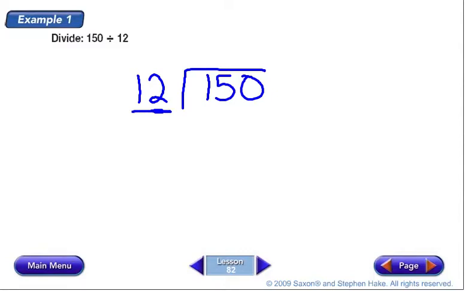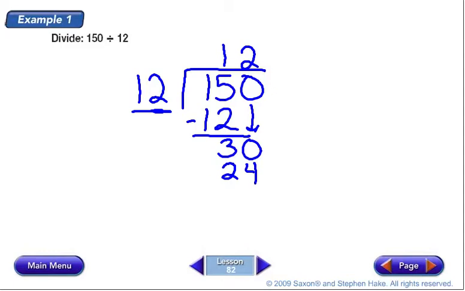So first, 12 does not go into 1, so we look at 12 into 15. I know 15 divided by 12 is 1. 1 times 12 is 12. Subtract. Bring down the 0. 12 goes into 30. 12, 24. 2 times. 2 times 12 is 24. Subtract. 30 minus 24 is 6.